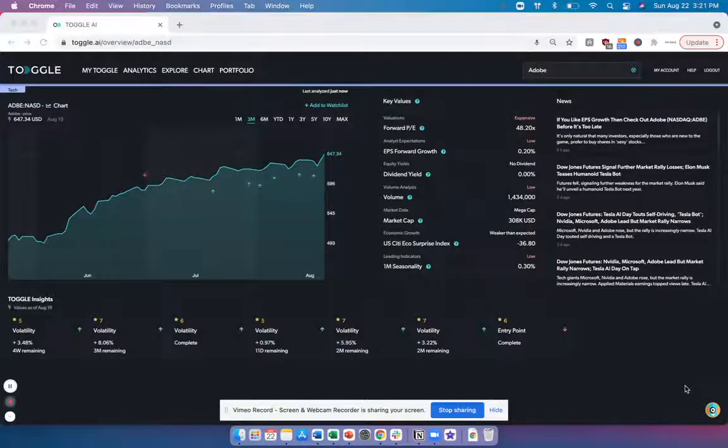Here we have Adobe, an American multinational computer software company trading on the NASDAQ exchange. As you can see here, we have the price listed. On the right side is a familiar sight.